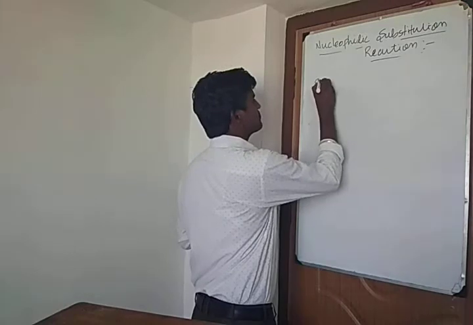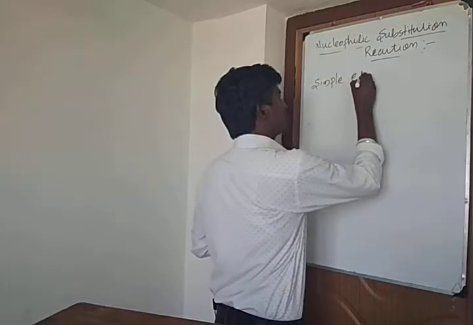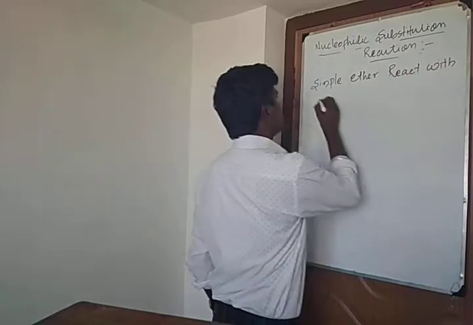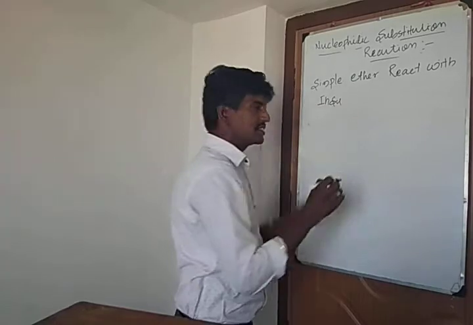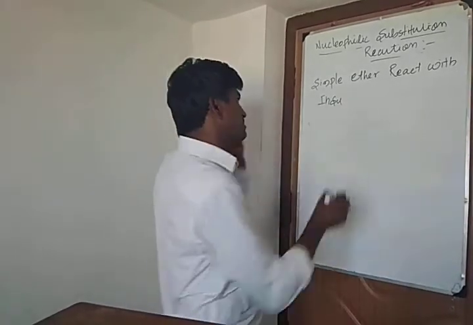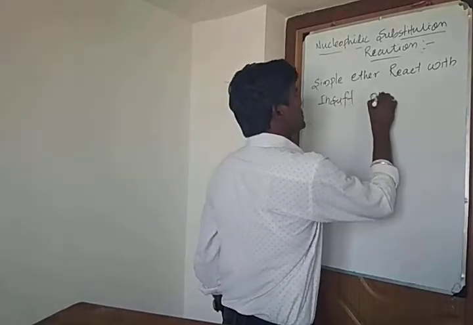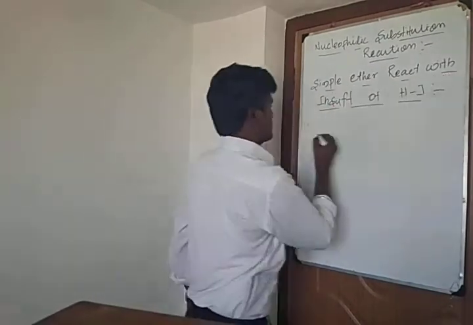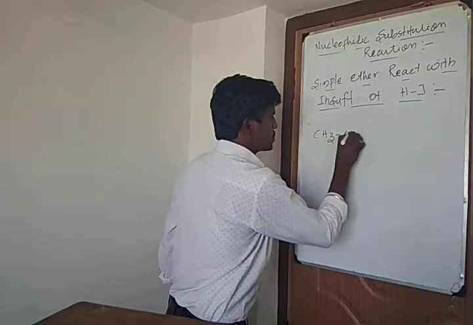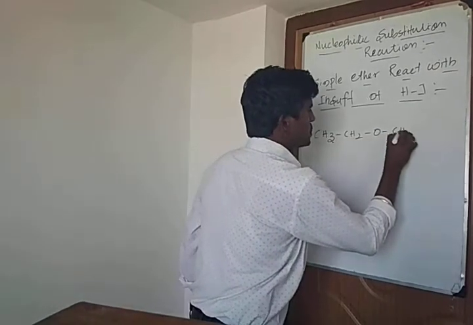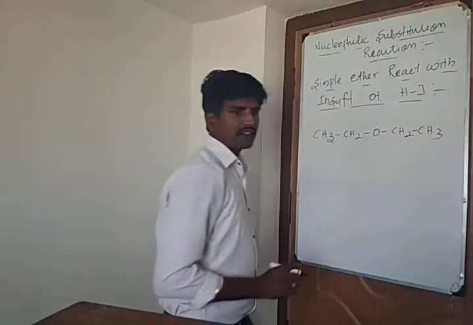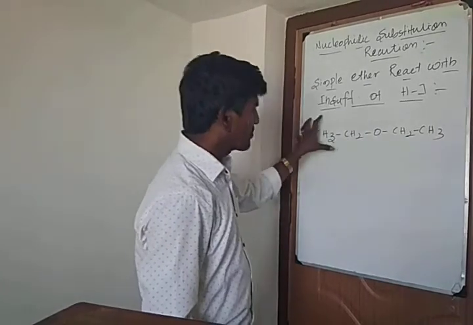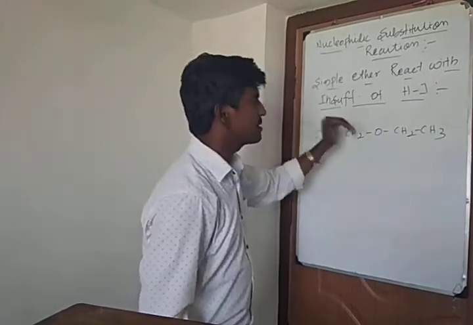Simple ether reacts with an insufficient amount of HI. First I will teach its reaction, then I will teach its mechanism. Simple ether: CH3, CH2, O, CH2, CH3. Is it a simple ether? Yes, because both alkyl groups contain the same number of carbon atoms. Both alkyl groups are the same. So this is a simple ether.